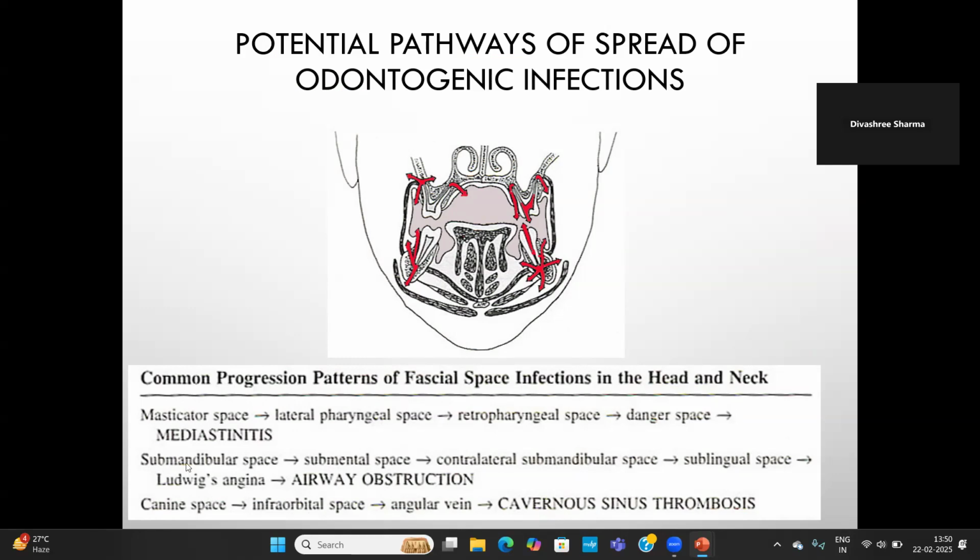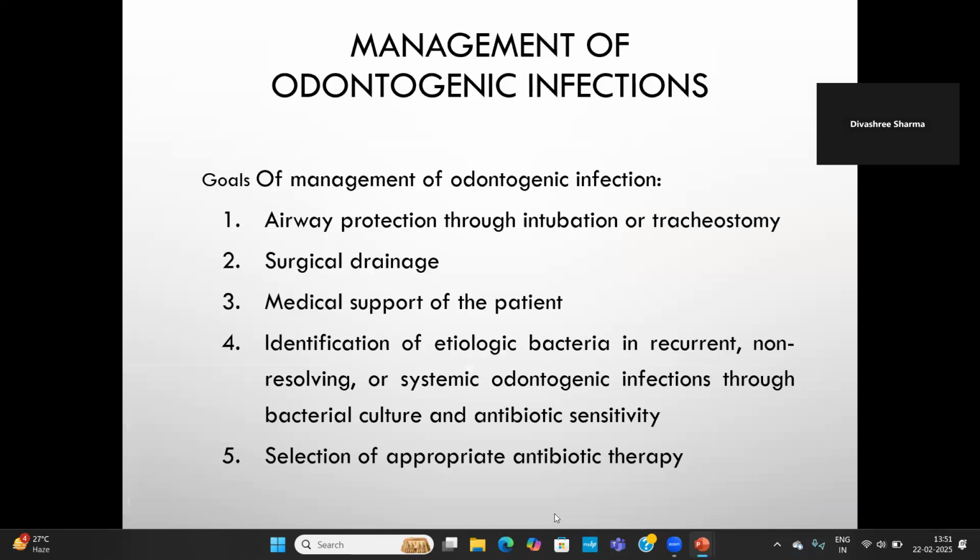Likewise, submandibular space infections, submental space infections, both the submental, submandibular, and the sublingual spaces can involve the contralateral spaces. Okay, and then Ludwig's angina can occur, which is obviously the bilateral involvement of the three spaces, which can lead to airway obstruction. Canine space infection can lead to infraorbital space infection. The infection can spread via the angular veins superiorly and can cause cavernous sinus thrombosis.